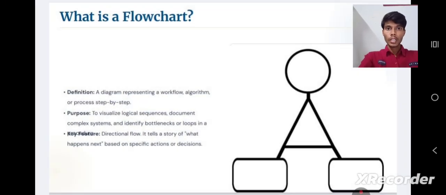What is a flowchart? Definition: a diagram representing a workflow, algorithm, or process step by step. Purpose: to visualize logical sequence, document complex systems, and identify bottlenecks in a loop. Key feature: directional flow. It tells a story of what happens next based on specific actions or decisions.